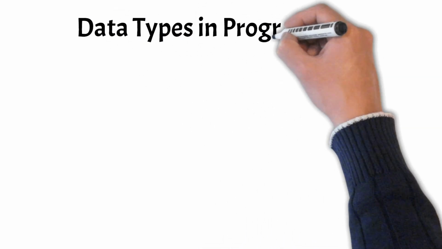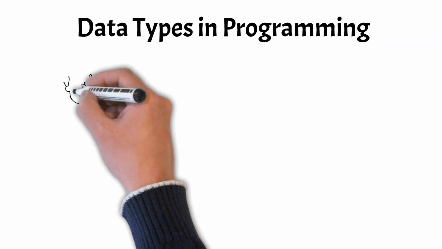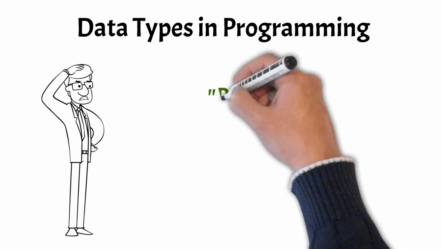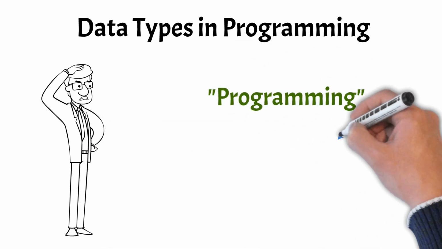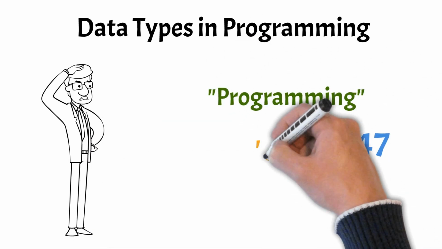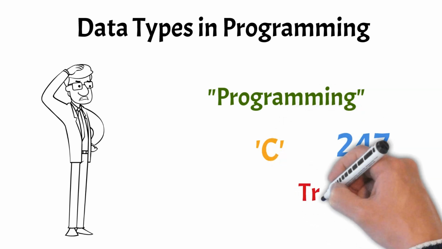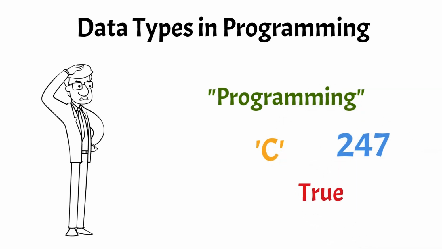When exploring programming, you'll often hear about data types like strings, integers, and Booleans. But what exactly are they, and why are they important? In this video, we're going to break it all down for you. Stick around to learn about the different data types in programming and how they help you create powerful software.